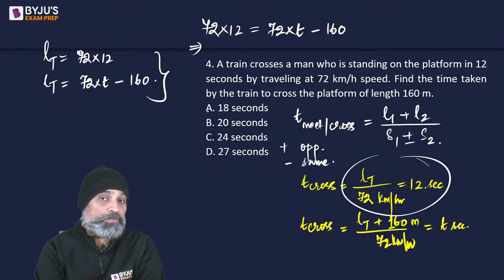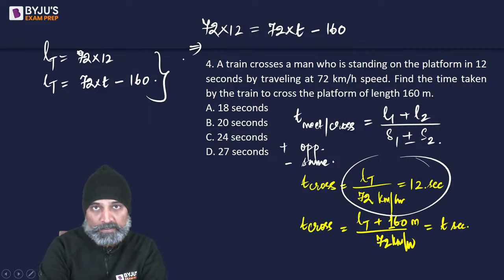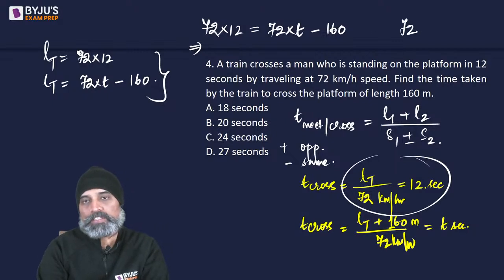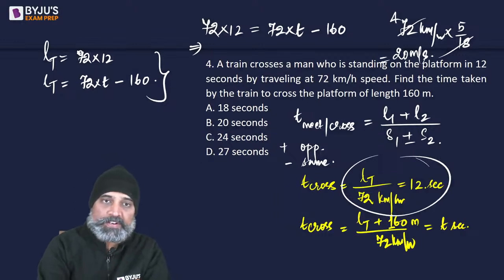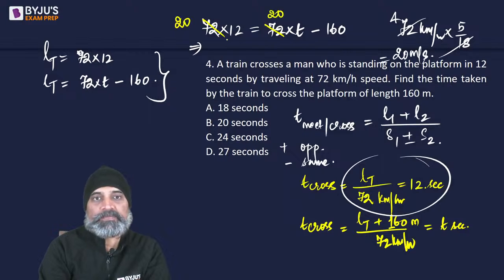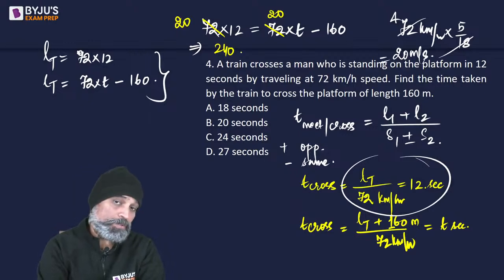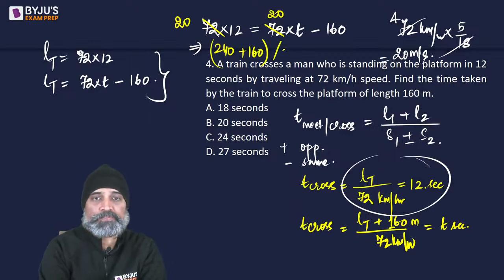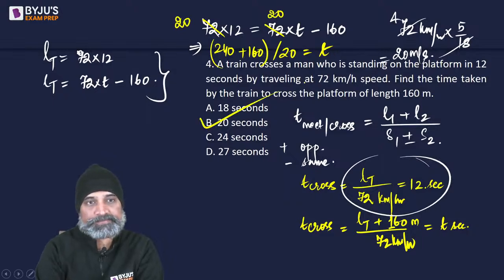Now it looks like we need to convert this into either meter per second and seconds, or meters into kilometers per hour, right? So how much is 72 kilometers per hour? What we do is we multiply it by 5 by 18. So 18 into 4 is 72. So this results in 20 meter per second. So this 72 becomes 20, this 72 becomes 20. So we will have 20 into 12, which is going to be 240. Minus 160 becomes plus 160. And that 20 from t will divide. So this will become 400 by 20, which is going to be 20 seconds, right?